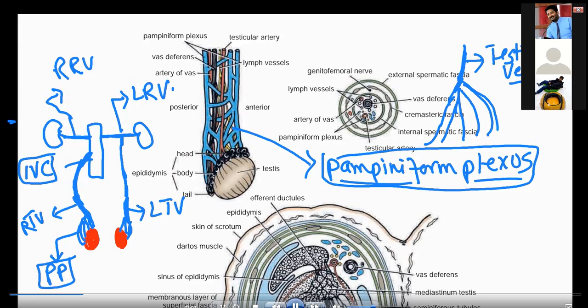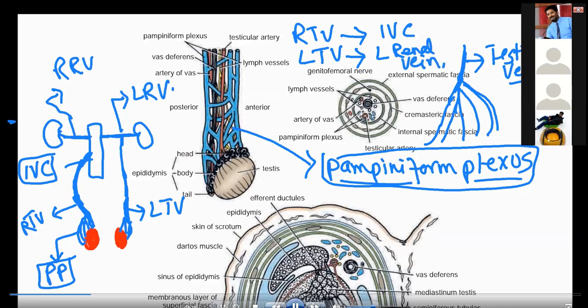So you can write it like this. Right testicular vein is draining the blood from the right testis into your inferior vena cava. Left testicular vein is draining the blood from the left testes into your left renal vein. Which vein? Left renal vein. So it is throwing the blood directly into your left renal vein. Okay? Is it clear to everyone? Yes, sir.